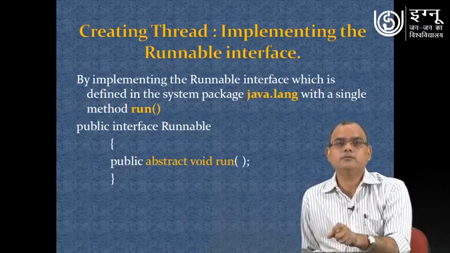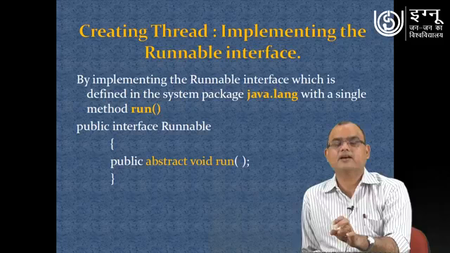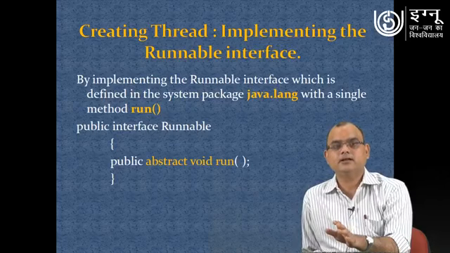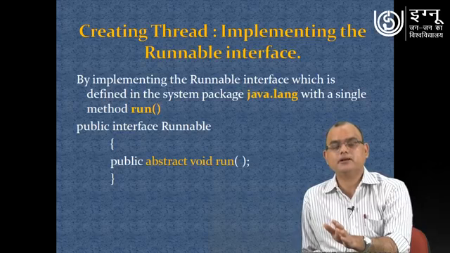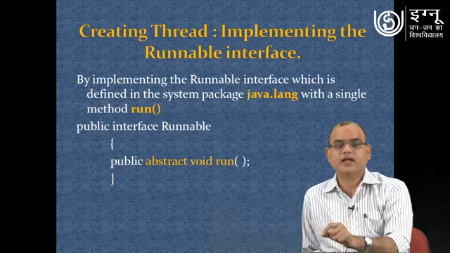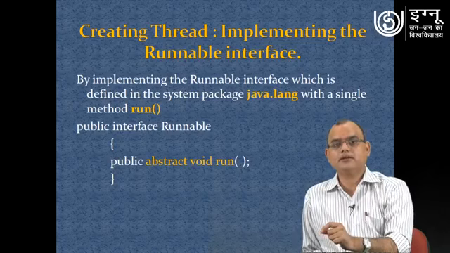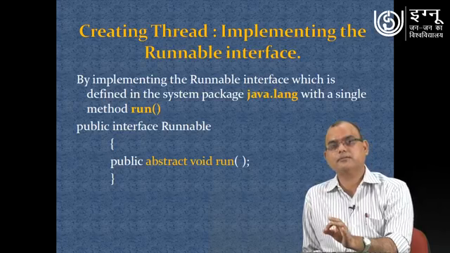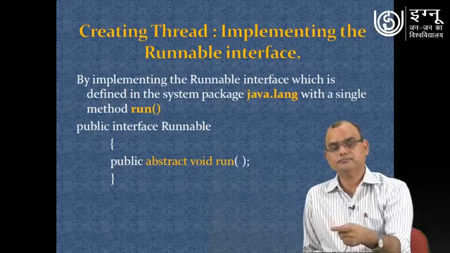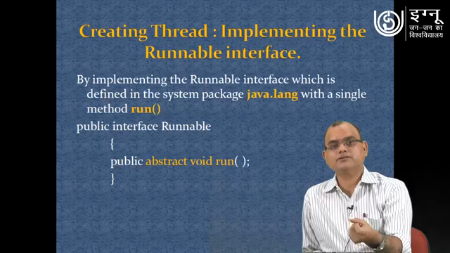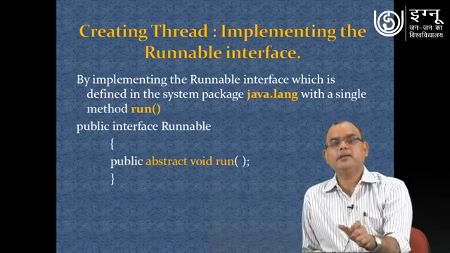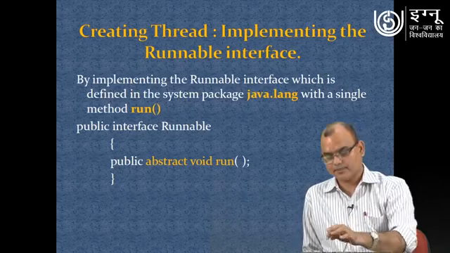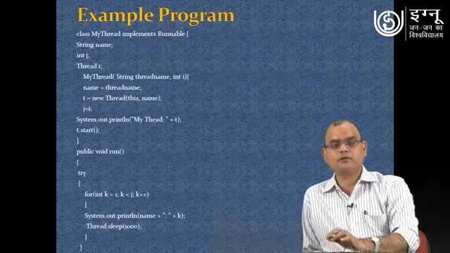Now let me come to the second way of creating thread. Second way is that there is an interface that is known as runnable interface, and that particular runnable interface is available in java.lang package, and that particular interface is having one method, that is run method, and that particular run method you have to implement in your class once you are implementing the runnable interface. So now let me see one more program again.